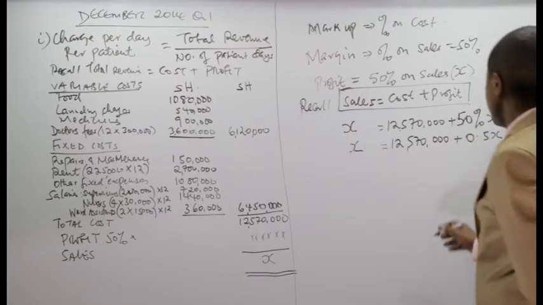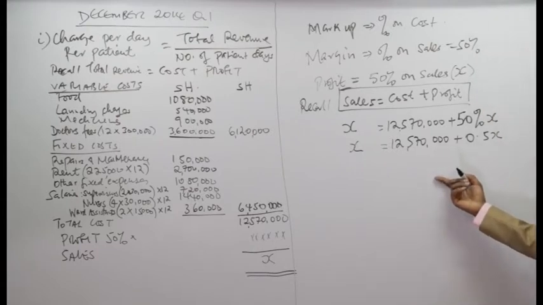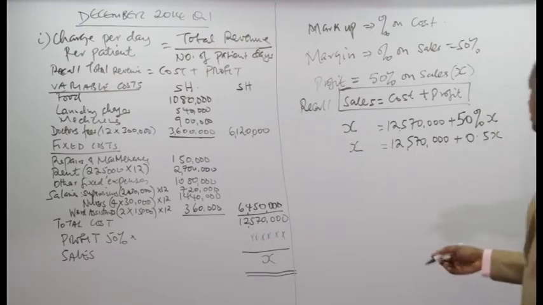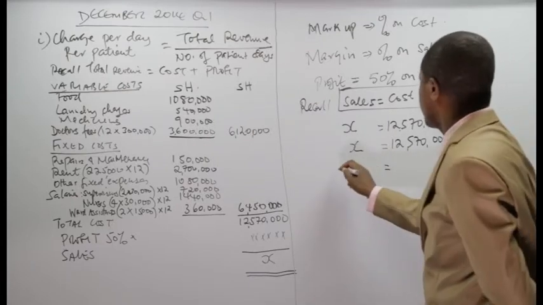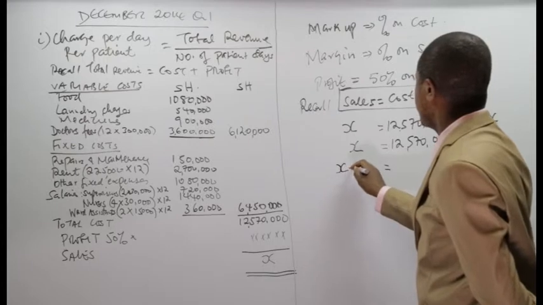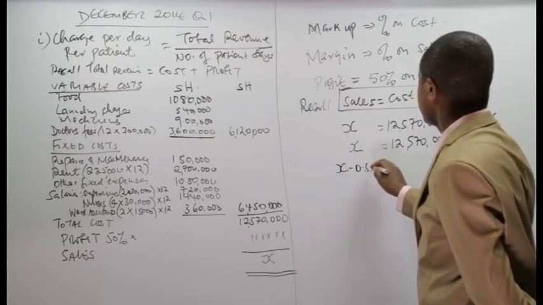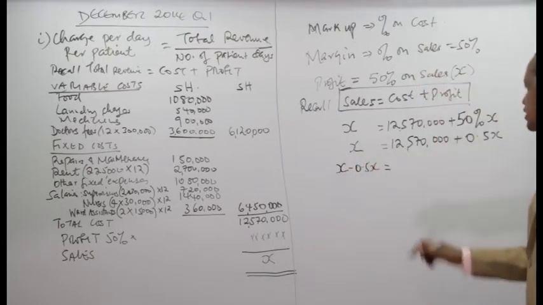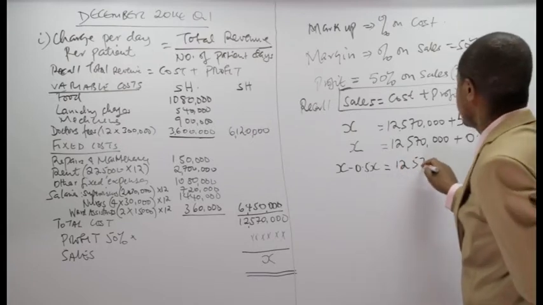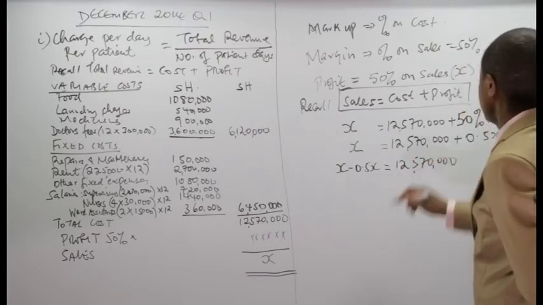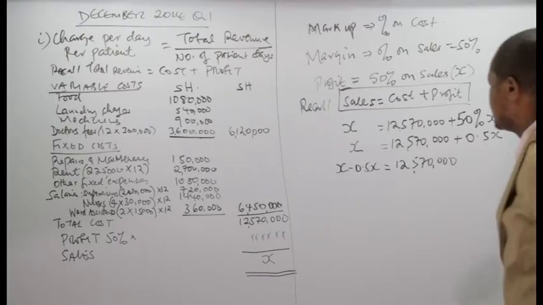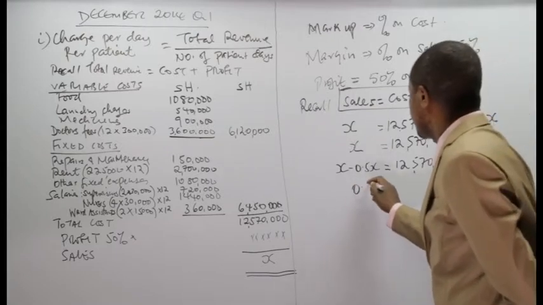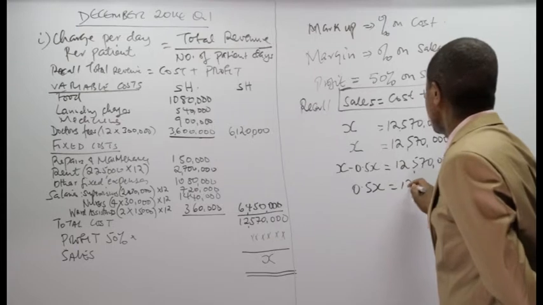So we can now calculate this. It's mathematics, as I said. You group the like terms together. This 0.5X should cross to the other side so that we have X minus 0.5X is equal to 12,570. X minus 0.5X is equal to 0.5X, which is equal to 12,570.